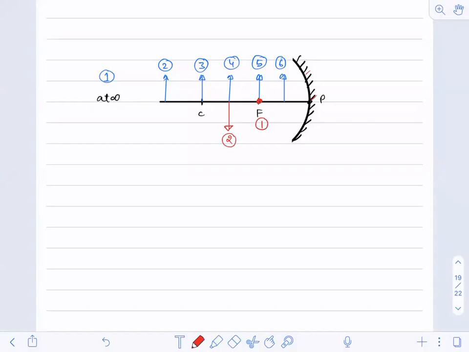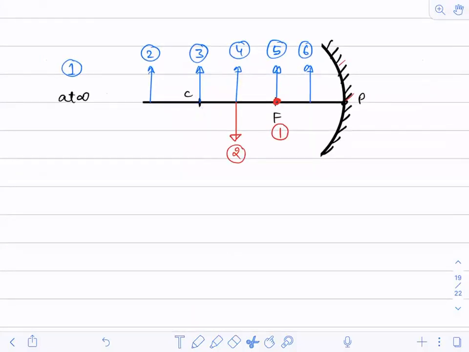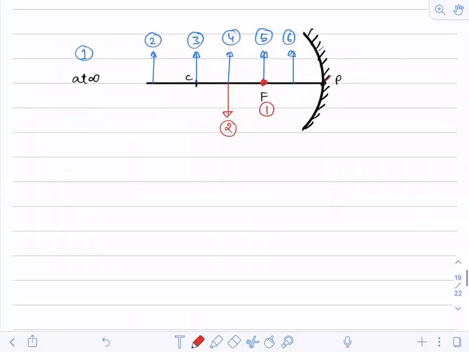Now, when I keep my object at C, where is the image formed? At that point only. At C only. So this is the third case. When I keep my object at the fourth position, where will the image go? At this position.